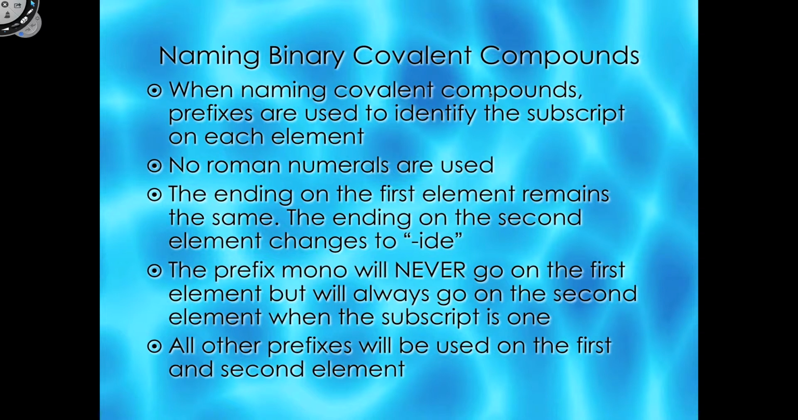You don't ever see any Roman numerals used because we don't have any charges we're dealing with. We're dealing with compounds that are sharing electrons. The ending stays the same, and the second element changes to ide. We don't ever use mono on the first element. If it's necessary, we'll use it on the second, but you never use it on the first. You never hear anybody say that humans exhale monocarbon dioxide. We just say carbon dioxide. All of the prefixes are going to be used, though, so mono is the only exception.